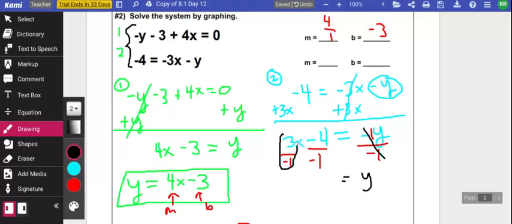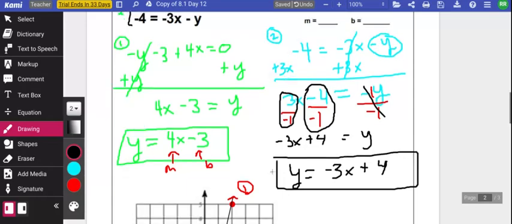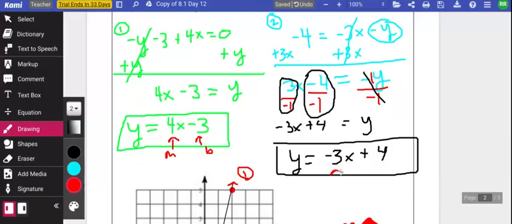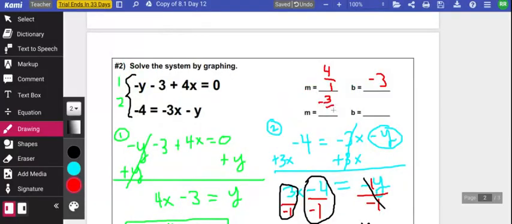Here I have 3 over negative 1. 3 divided by negative 1, that's negative 3. Don't forget your x. And then here you have negative 4 divided by negative 1. A negative divided by negative is a positive. And 4 divided by 1 is 4. So in slope-intercept form, if I put the y first, y equals negative 3x plus 4. So this is slope-intercept form. Now the number in front of x tells me the slope. That's negative 3, or I could say negative 3 over 1.